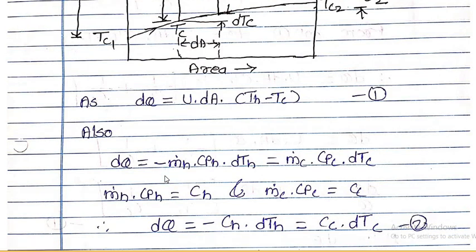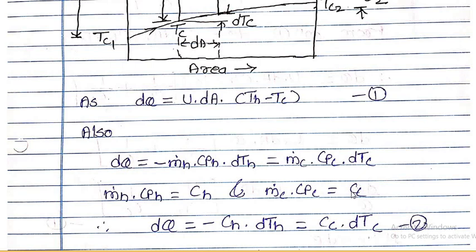So from this particular equation we know that m dot h multiplied by Cph, that is mass flow rate multiplied by specific heat, is the heat capacity rate of the hot fluid, and m dot c multiplied by Cpc is equal to Cc, that is the mass flow rate of the cold fluid multiplied by the specific heat of the cold fluid, which gives us the heat capacity of the cold fluid.